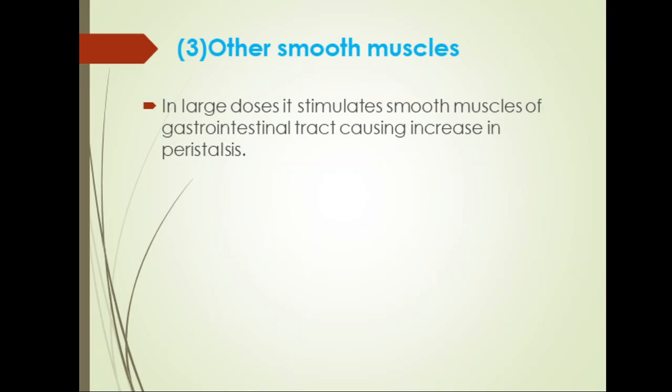On other smooth muscles, large doses stimulate the smooth muscles of the gastrointestinal tract, causing an increase in peristaltic activity. Peristalsis means movement of food in the GI tract. There will be an increase in the motility of the GI tract.